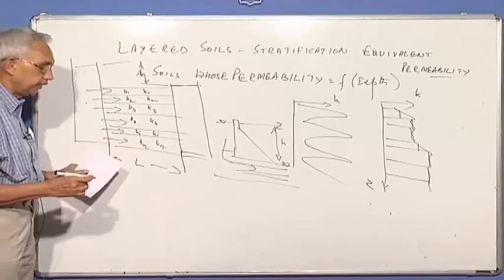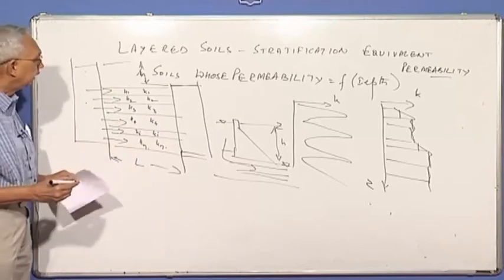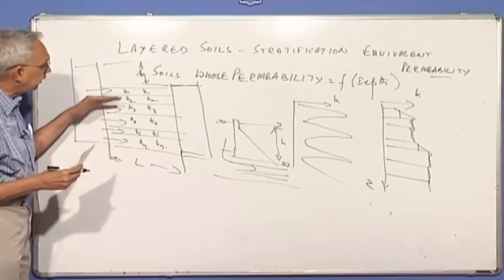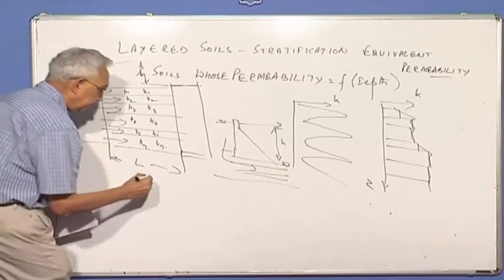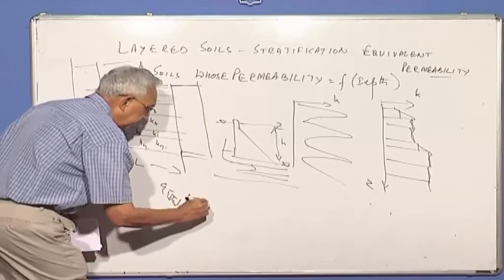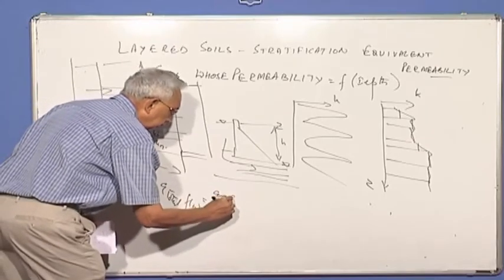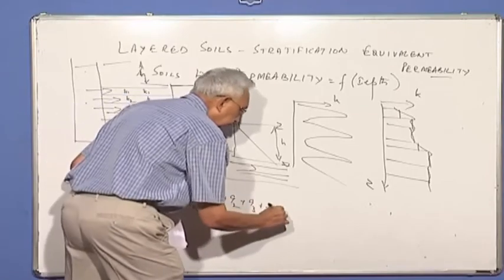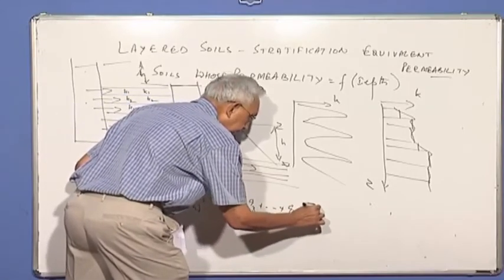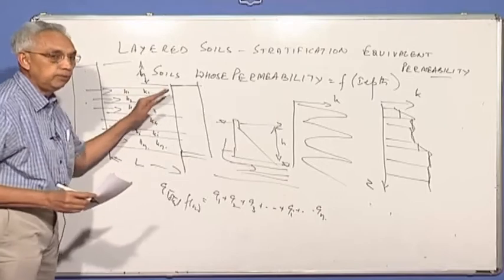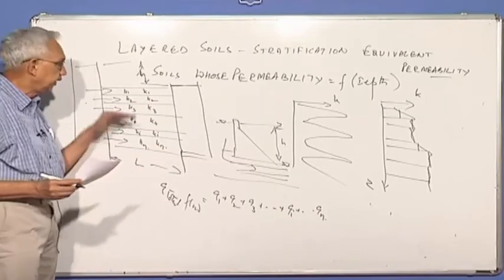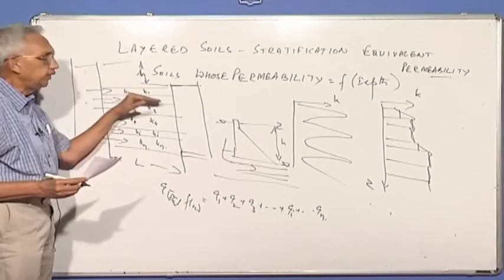What we do here is very easy to find out. If you can see that the flow is parallel to each other, can I say that the total flow is equal to Q1 plus Q2 plus Q3 plus Qi and like that Qn? The total flow is the sum of the flows. You get the point? Because the flow is taking place through each layer.